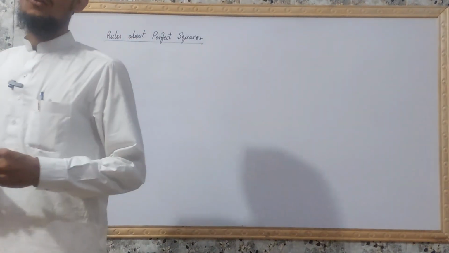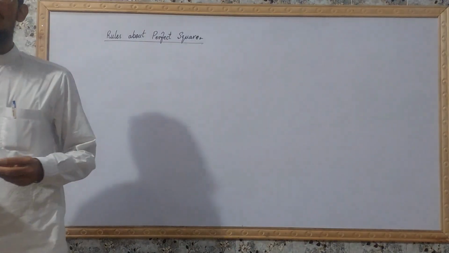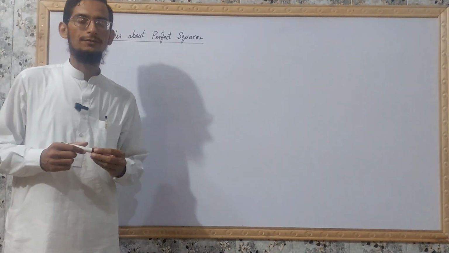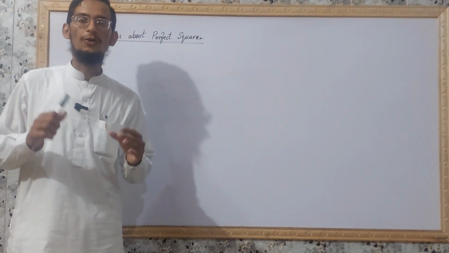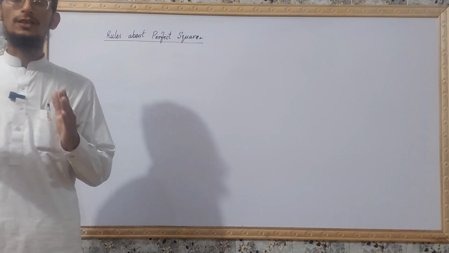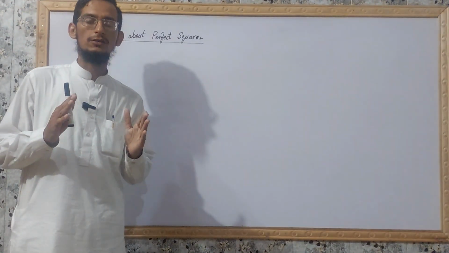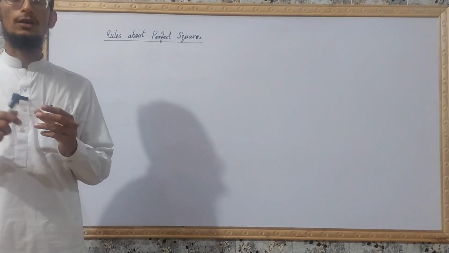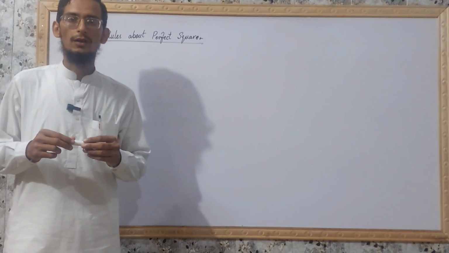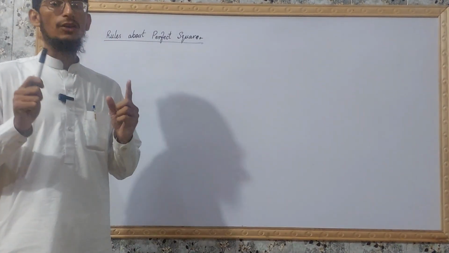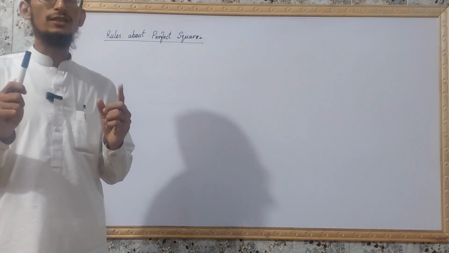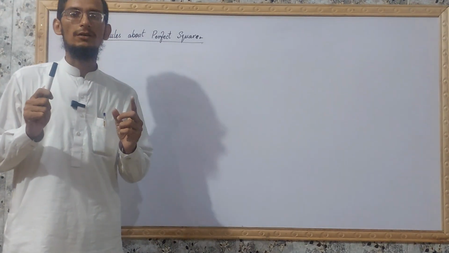Students, we have already discussed the square of a number. Today we will discuss some rules of perfect squares. आज के इस टॉपिक में हम परफेक्ट स्क्वेयर्स के कुछ रूल्स होते हैं उनके बारे में पढ़ेंगे. The rule number 1 is the square of an even number is always an even number.